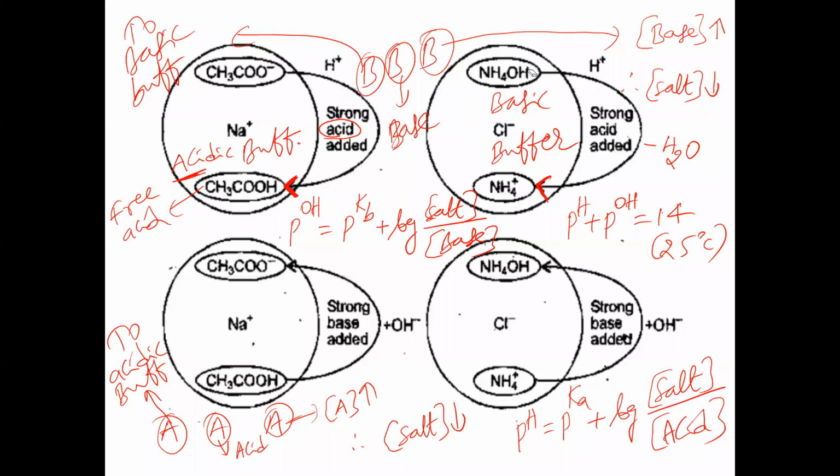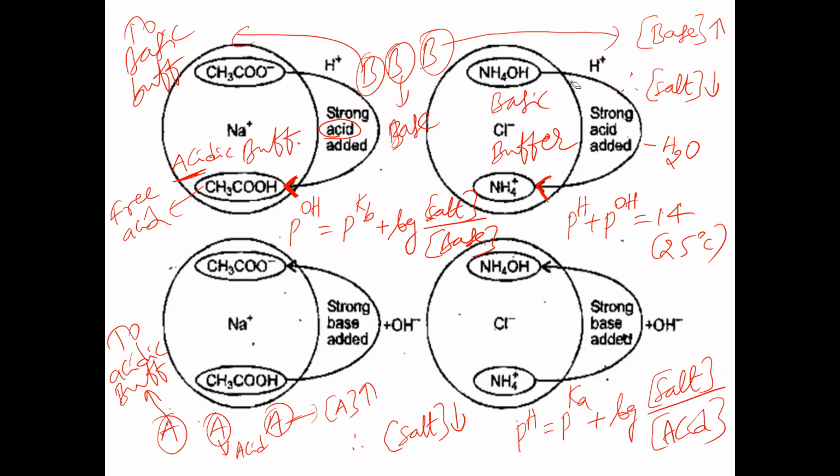Always draw a rough diagram like this, whether it is a basic buffer or an acidic buffer. For an acidic buffer, it is better to always take the example of acetic acid and sodium acetate. Whenever it is said about a basic buffer, immediately take NH4OH and NH4Cl. So like this, draw rough diagrams for the acidic buffer and basic buffer. Then check what is added here.